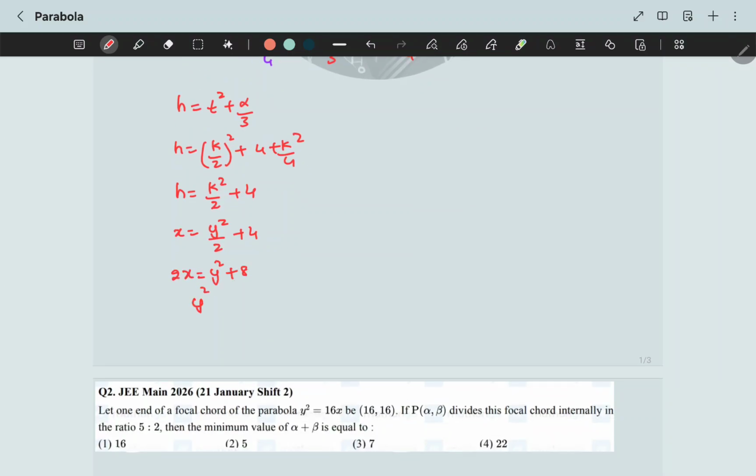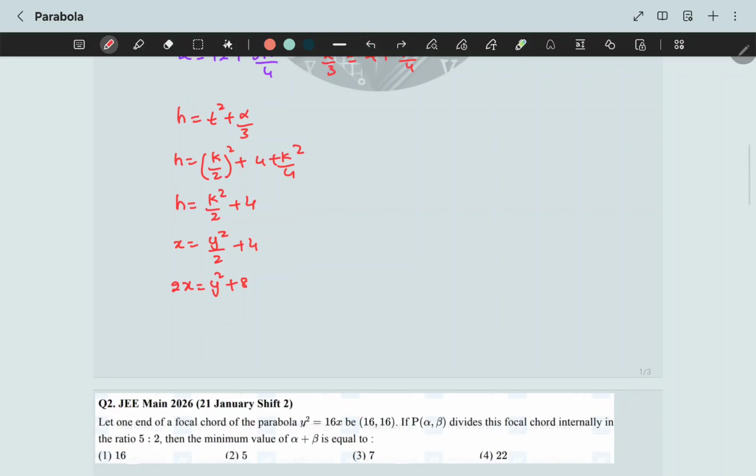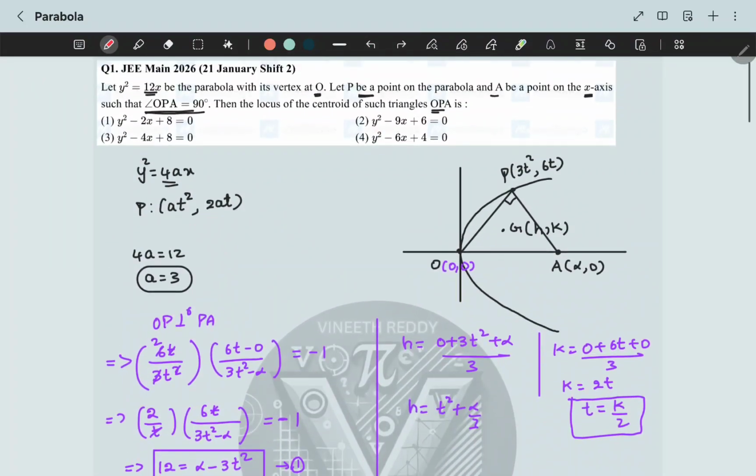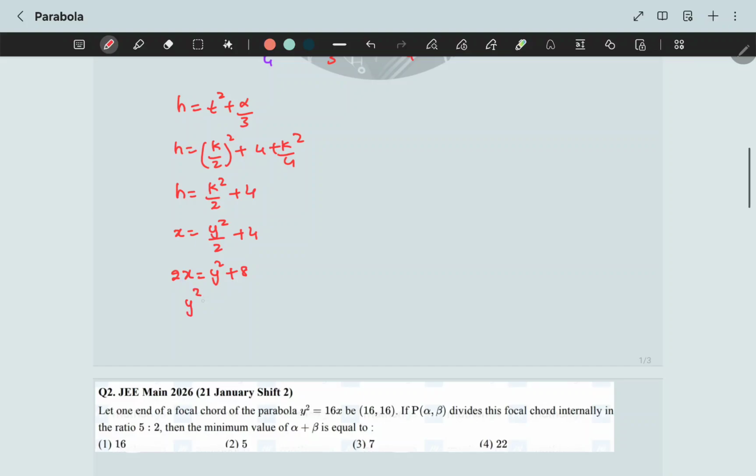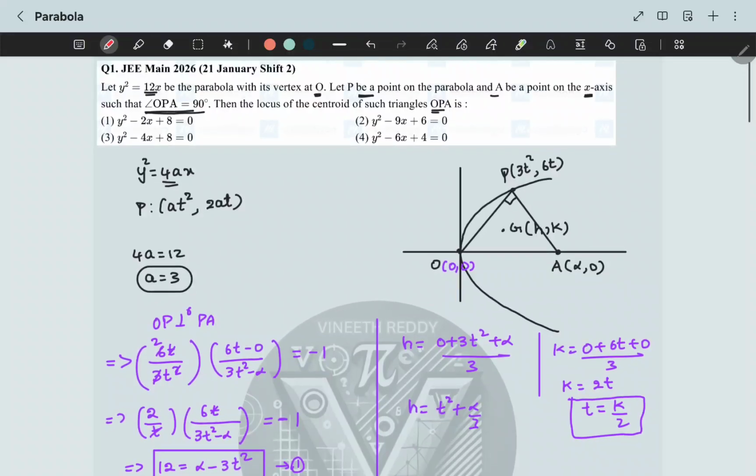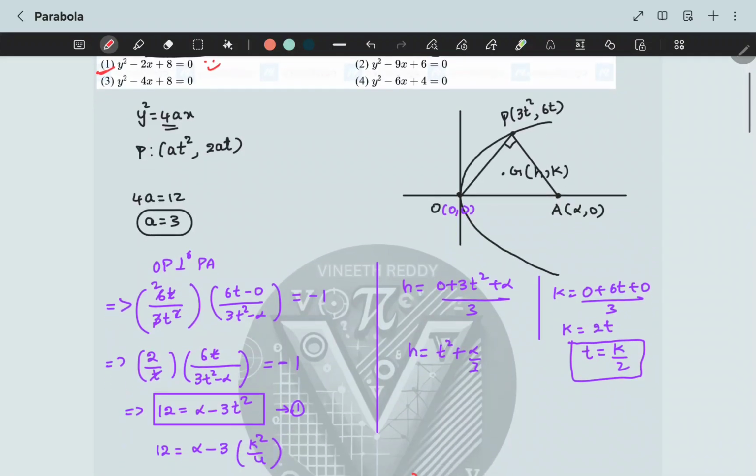So I think the required locus is a parabola. Let us check the options. Let me write it as y square minus 2x plus 8 equals 0. Let me check which option this is. y square minus 2x plus 8, I think that's the first option. That's it. So the question is as simple as that, dear students.